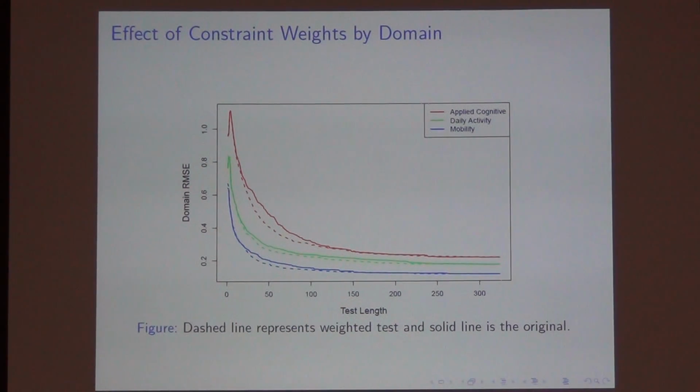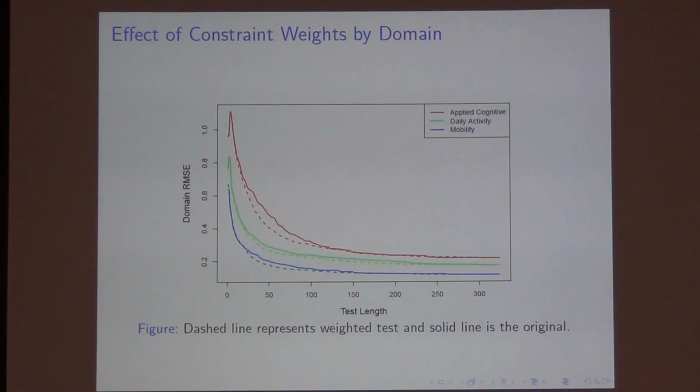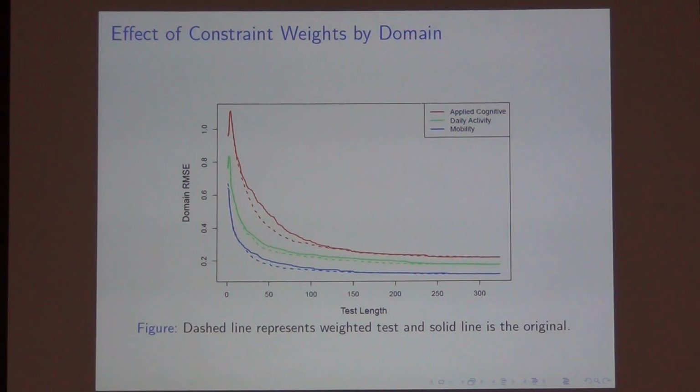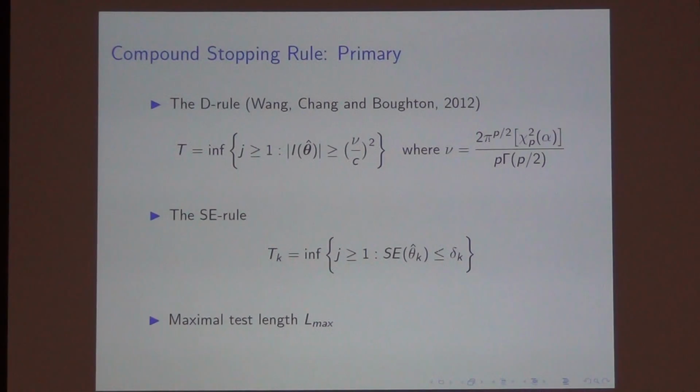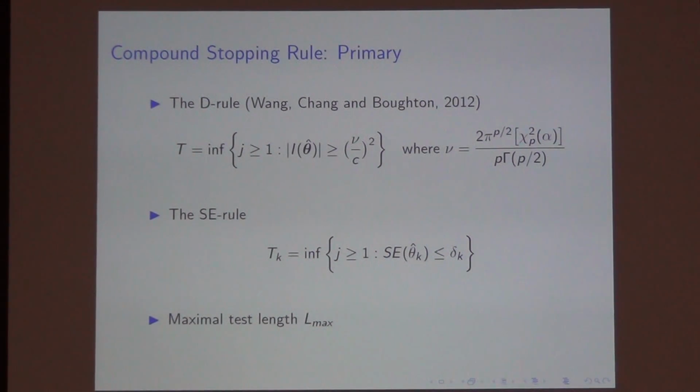So here we show the result of the full length test. We can see the RMSE decreases slower and slower throughout the test. It is for us to decide when to terminate the test. So that's why we need to decide on a stopping criterion. For stopping criterion, we consider the D rule. It stops the test when the observed information is gathered to a certain amount. It is an overall criterion that considers the 3 domains at once.